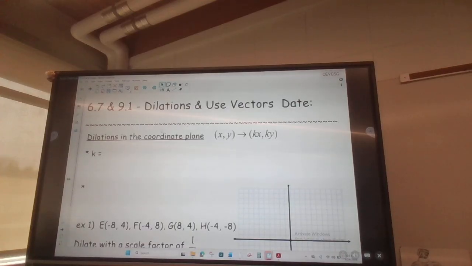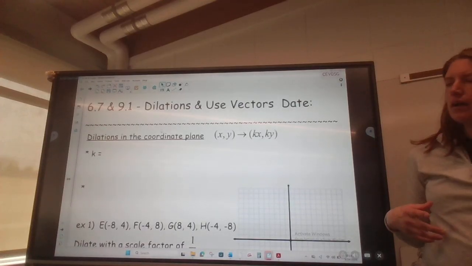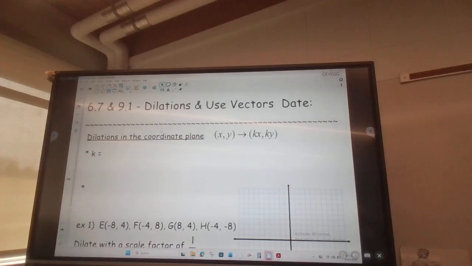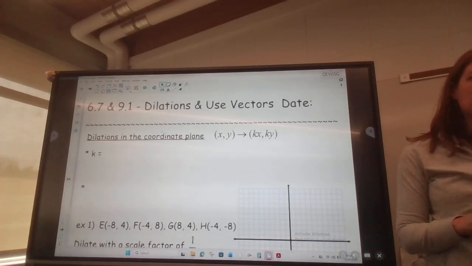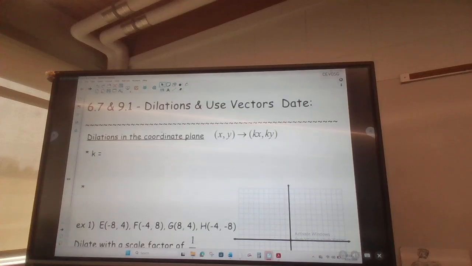So we're going to talk specifically about a couple of specific types of transformations today, dilations, and then we're also going to use vectors, and vectors kind of replace what we did yesterday. So today kind of goes off of yesterday a bit, or quite a bit.